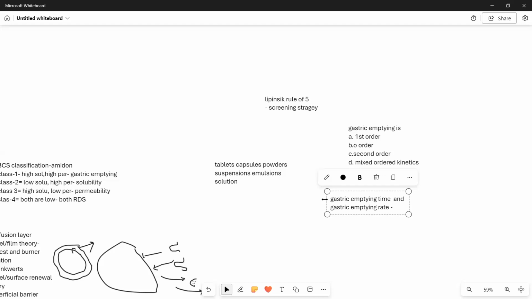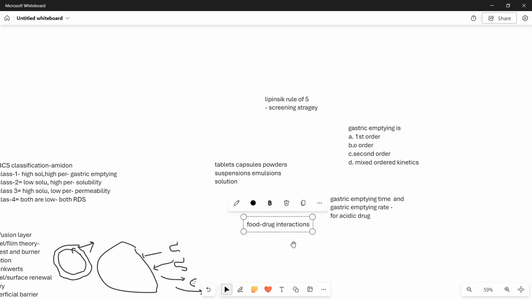So basically, for an acidic drug, the gastric emptying rate should be small. Should gastric emptying be quicker or slower for an acidic drug? Slower, so that it can get sufficient time in the stomach to get absorbed. Drugs are also absorbed in the stomach, where food-drug interactions are the most widely occurring interactions, where the drug interacts with the food at various levels and it can increase or decrease the absorption, or it can delay the absorption.